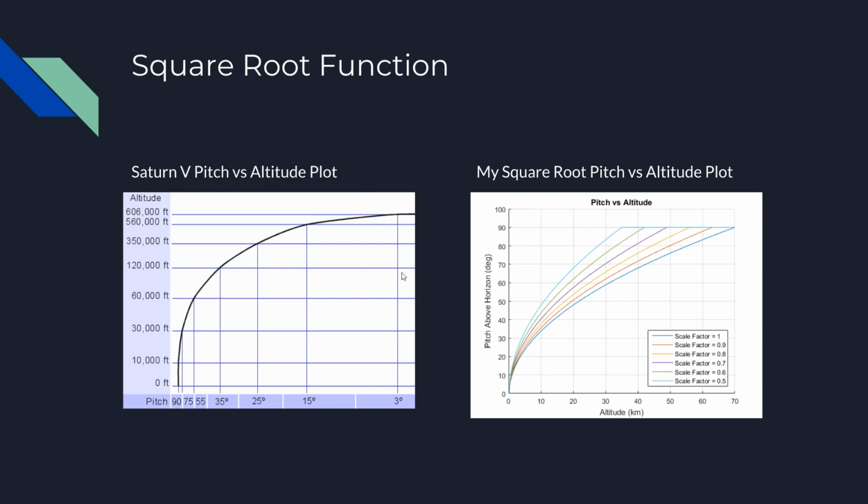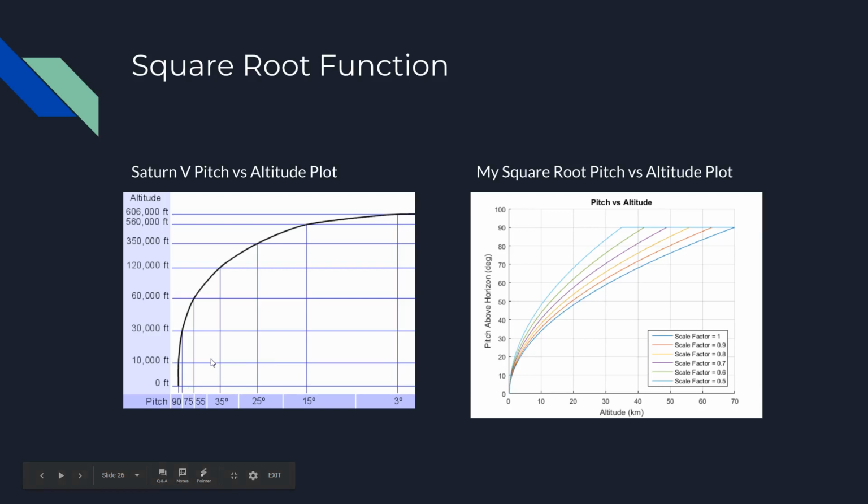I remember a long time ago I saw this picture here to the left of the Saturn V pitch versus altitude plot, and I noticed if you look down here, the pitch goes from 90 to 3 degrees, and then based on the altitude, it rolls over. So it's a smooth transition. You can actually graph this and put it into a function.